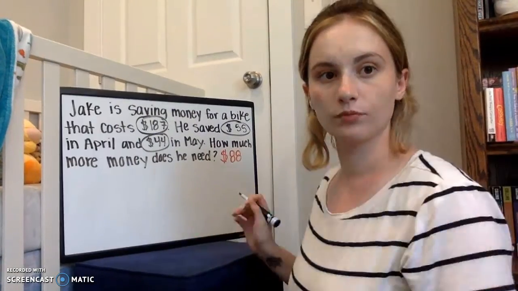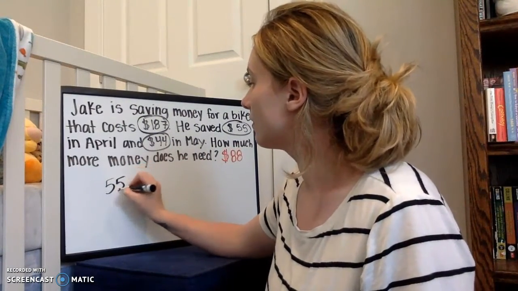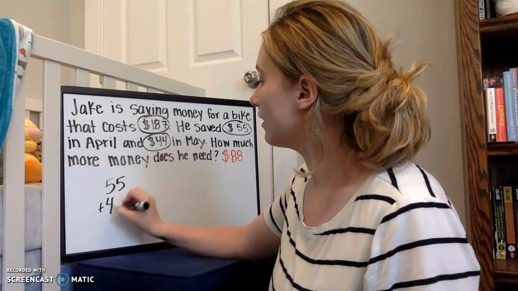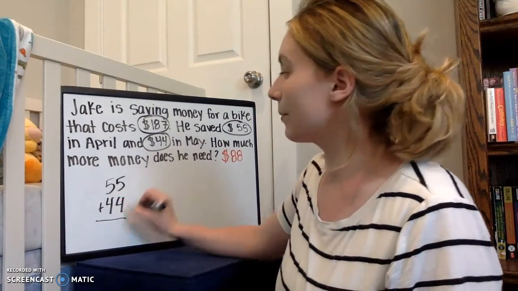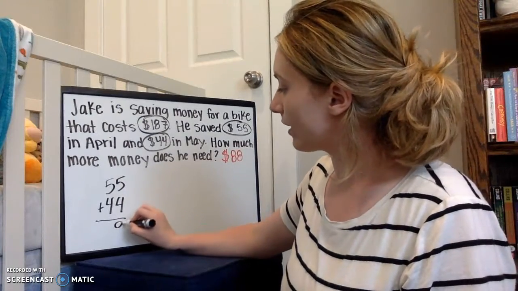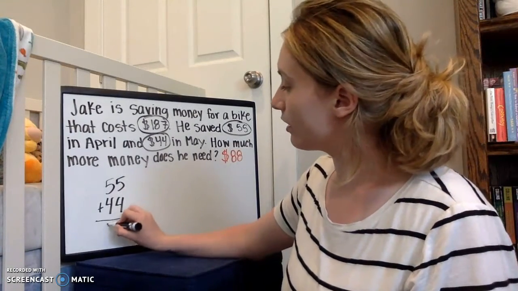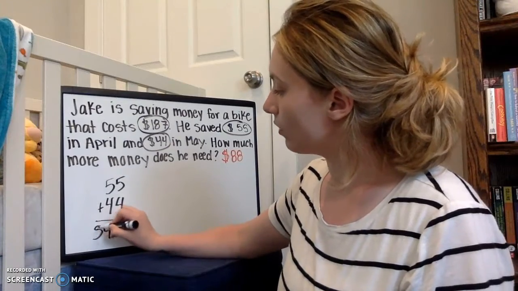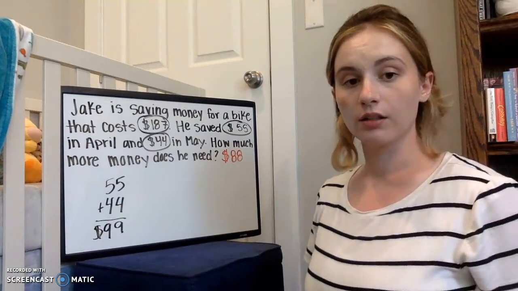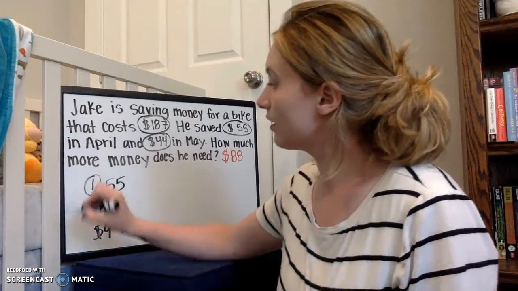Here we go. Okay, we know how to add, so here we are. 55 plus 44. Remember to stack up your numbers, makes it way easier. 5 plus 4 is 9, so I don't need to make any new 10s. And 5 plus 4 is 9. So I know that so far he's made $99. That was my very first step.